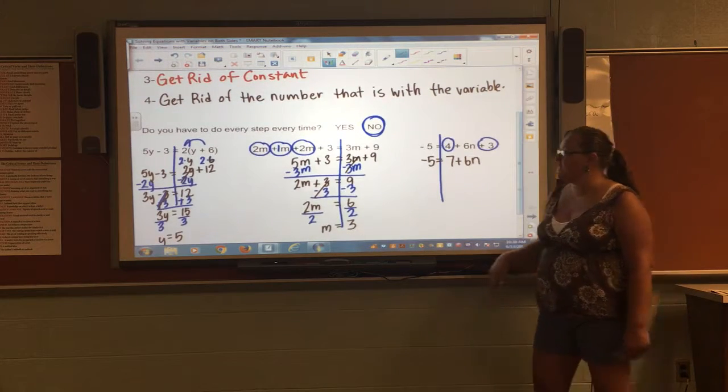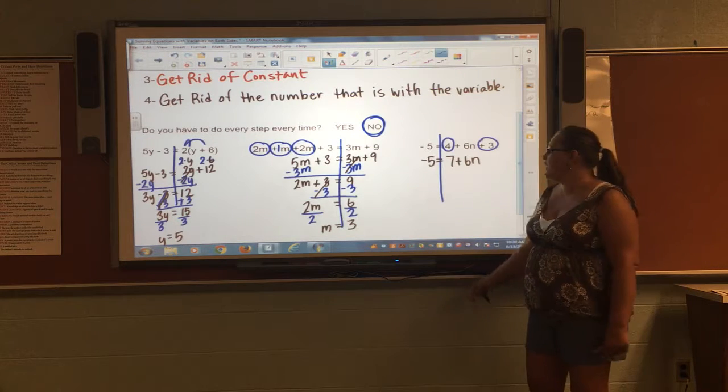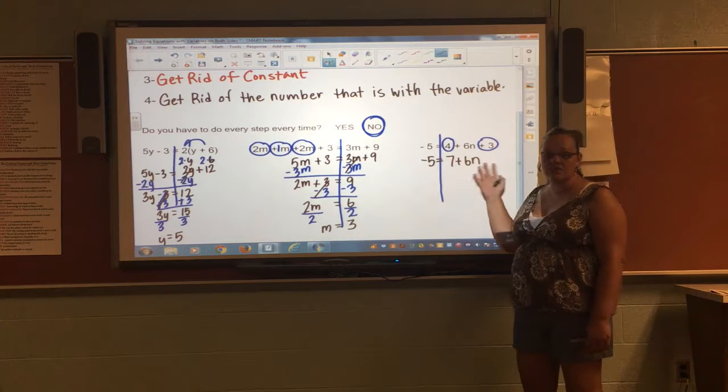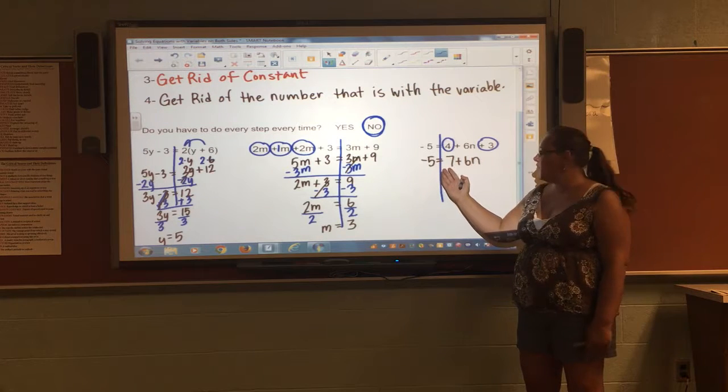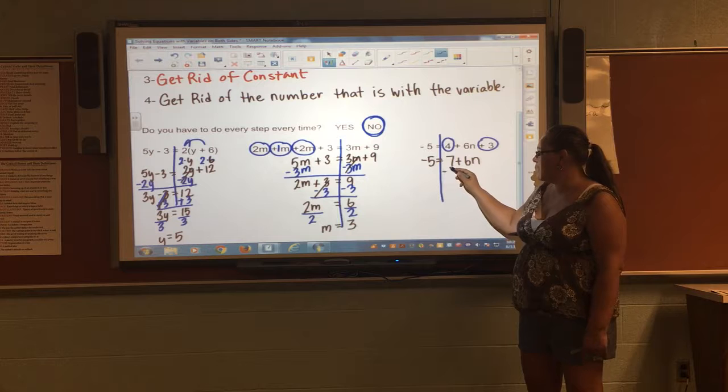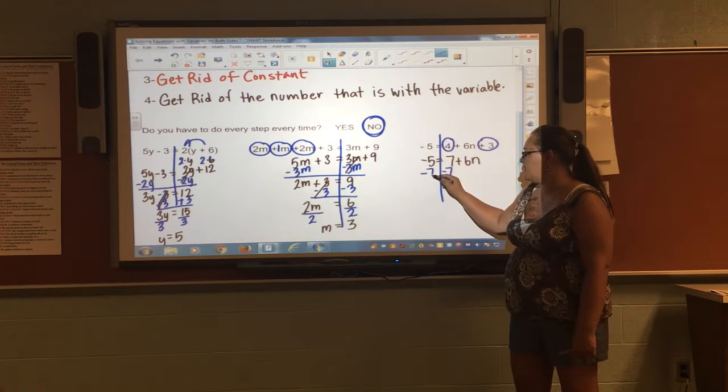So the third step says to get rid of the constant term. The constant term that's on the same side as the variable. So the 6n has the variable, we get rid of the 7. The opposite of a positive 7 would be a negative or minus 7.